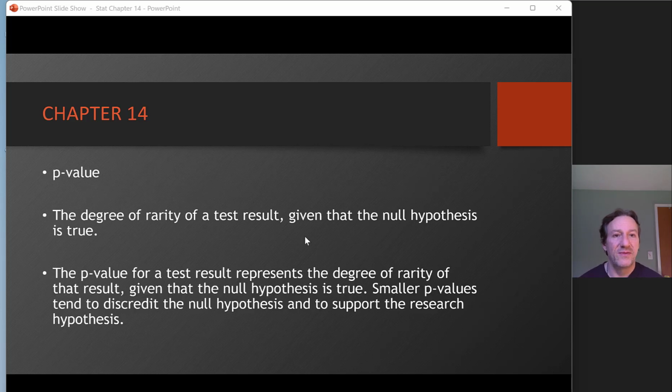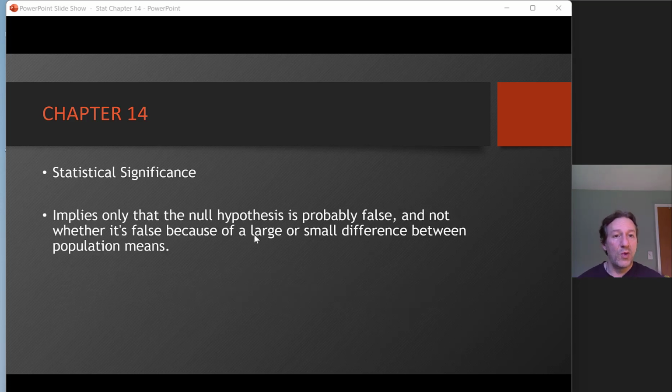The p-value, we've talked about that with correlations, regressions, the t-tests. The degree of rarity of the test results. How rare are these numbers that we've got? If they're really rare, the p-value will be really low. So the p-value will go down as it becomes more rare. Once they get to a certain threshold, we'll call things statistically significant. So this implies that the null hypothesis is probably false.